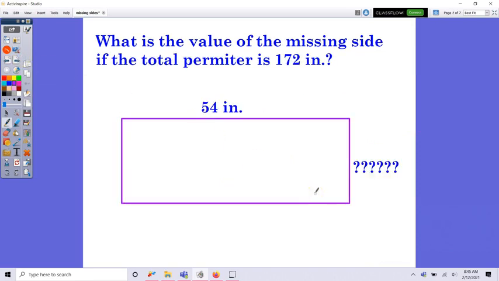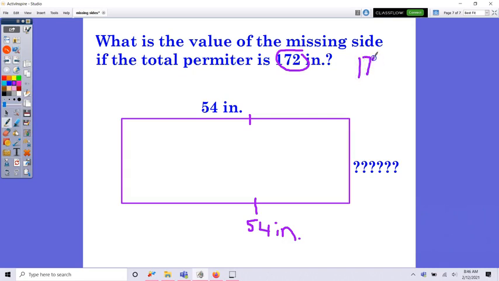Now we're going to look at this rectangle. Please remember that in a rectangle, the lengths are parallel. So if this length is 54 inches, this length is 54 inches. Now I know two of my sides. I know my perimeter is 172. I'm going to use repeated subtraction to find the length of the missing side.